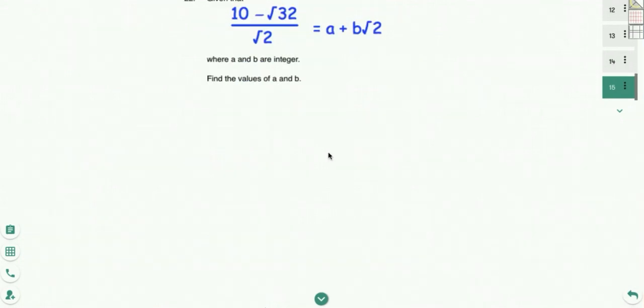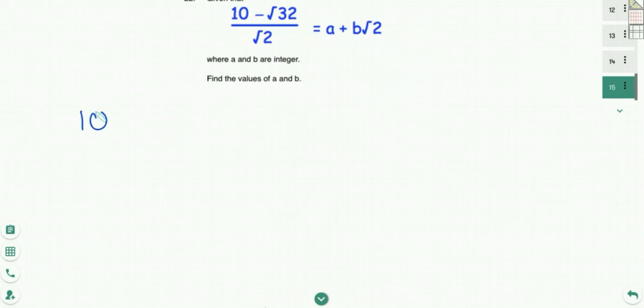Given that 10 minus root 32 over root 2 is equal to a plus b root 2, where a and b are integers, find the values of a and b. So essentially, we have to turn this into this. In this question, we have to rationalize the denominator, even though it doesn't say explicitly to rationalize. But here's how I know. In this expression here, there's a denominator with a surd, so it's irrational. But in this format here, there's no denominator, so it's quite clear that we have to rationalize the denominator.